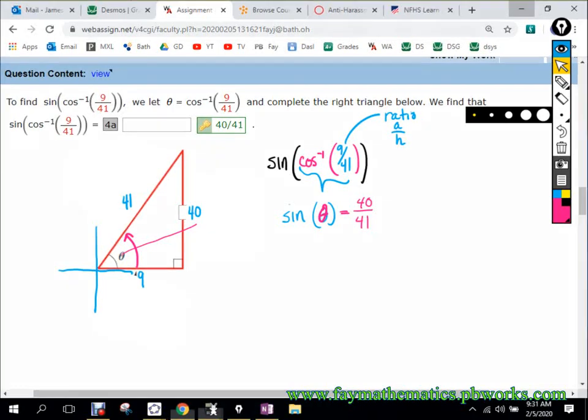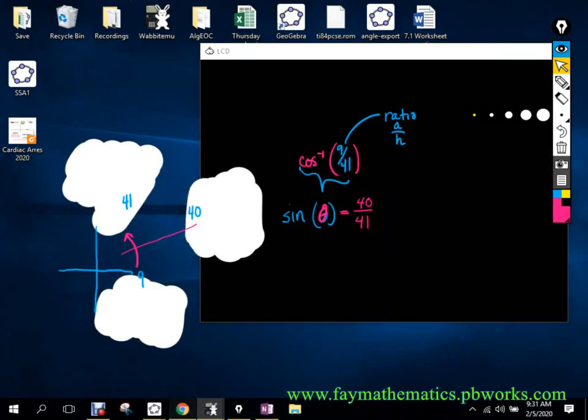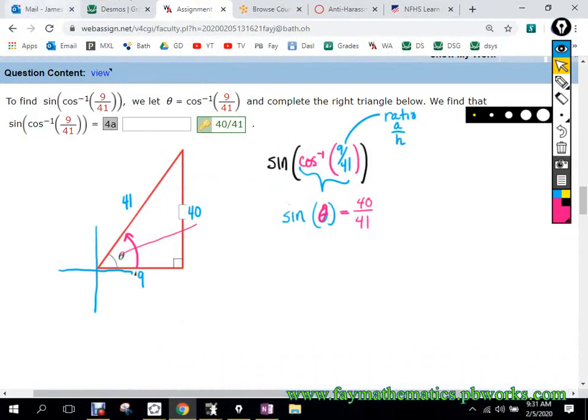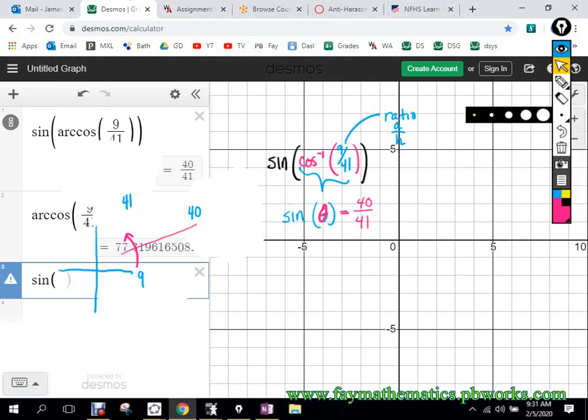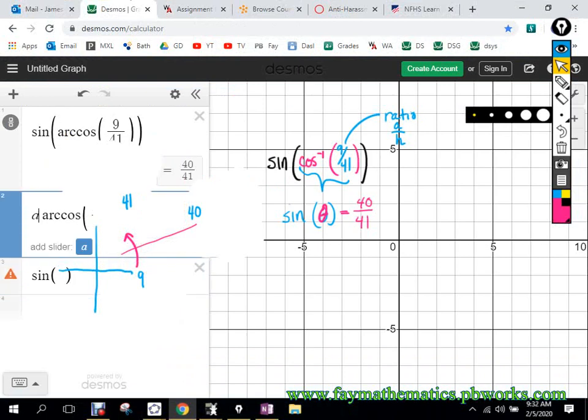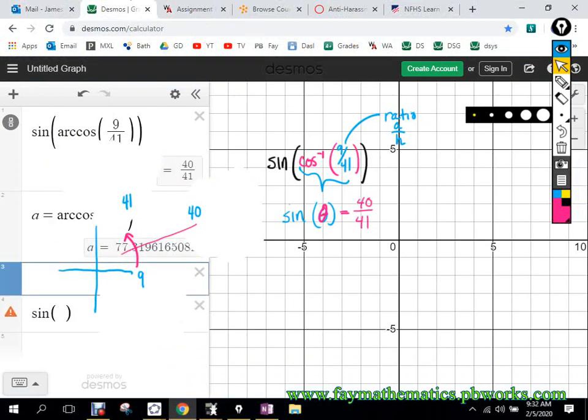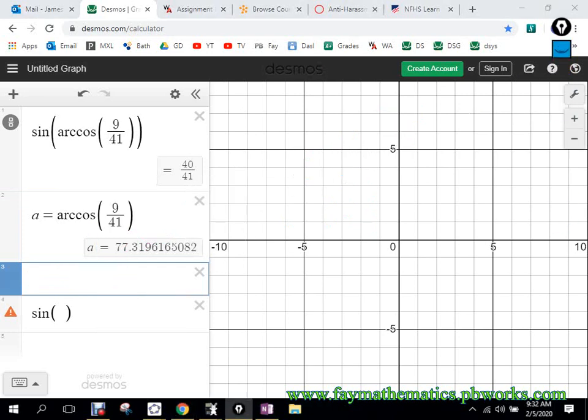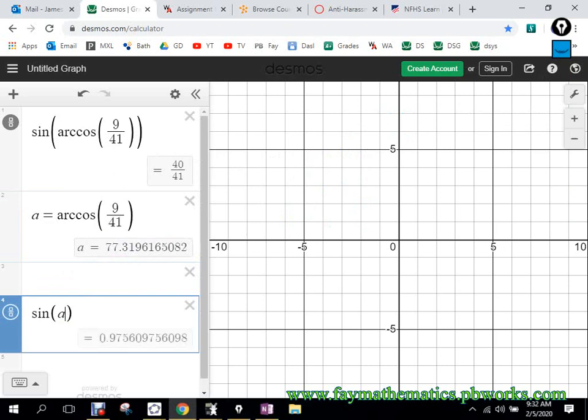I don't really care about that, okay? But if it is indeed 77 degrees, and now I'm just calling that value A, and I ask this thing to evaluate sine at 77.31 degrees, it gives me that. And if I toggle it to a fraction, then it's 40/41, right? Okay.